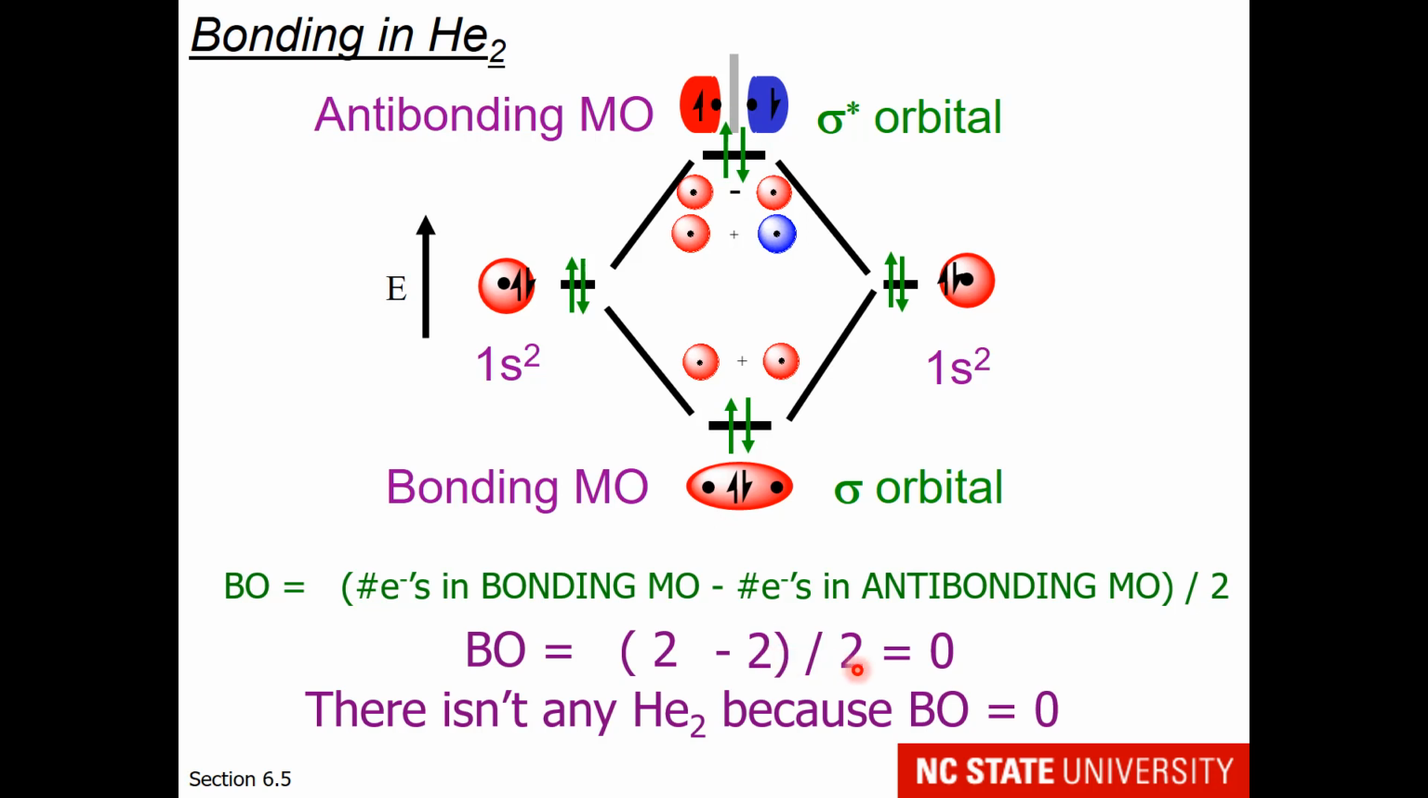2 minus 2 divided by 2 gives us 0. This tells us that helium-2 is unlikely to form because it has a bond order of 0. There is nothing to be gained in getting the electrons to a lower energy orbital by forming this molecule.